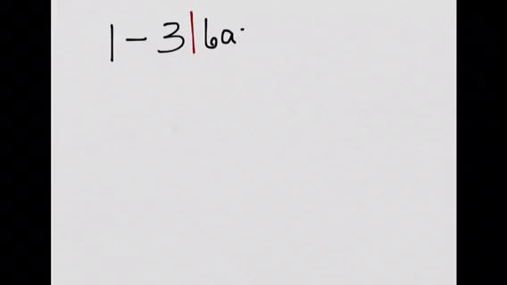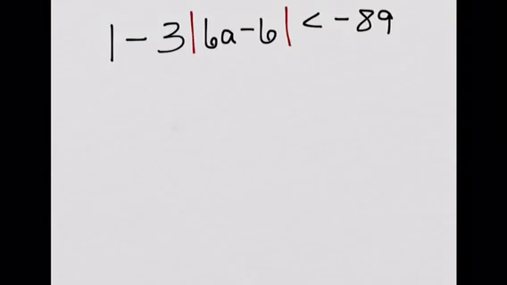Okay, so this is going to be the problem that we're going to work right now. It's going to be 1 minus 3 times the absolute value of 6a minus 6 is going to be less than negative 89. Now, you can write this down, you can follow along, it's up to you whether you take notes on this or not, but I do want you to write down the example problem that you do.